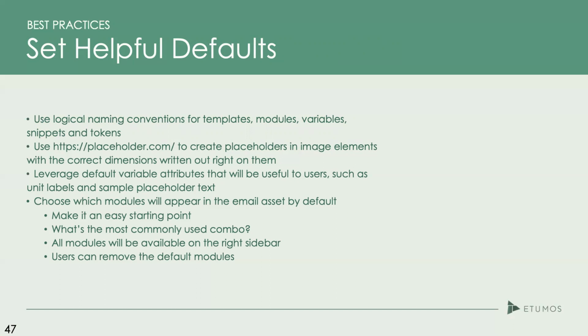In variables, set the default attributes to what will be useful for users. For example, in number variables, you can provide the unit label, such as pixels, and make the increments a helpful amount, either 1 pixel, 5 pixels, 10 pixels. On a template, you can choose which modules available for the template will appear in the email asset by default. This is built into the template's code.